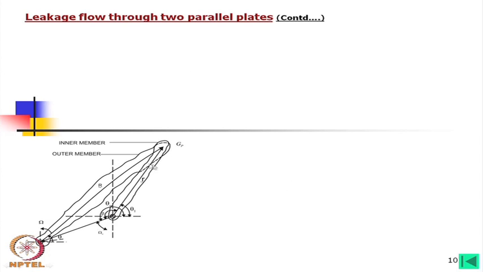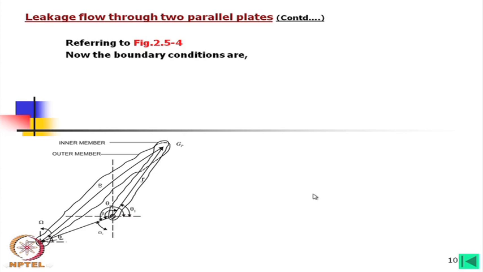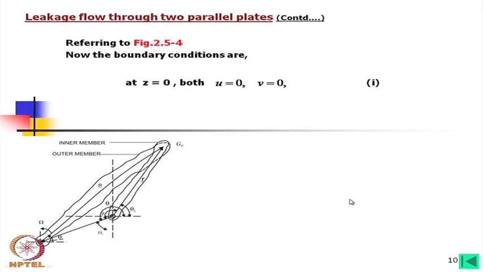Now, coming again to this motion of one plate over the other, what will be the boundary condition at z is equal to 0? We are considering the capillary passage, the capillary gap is in the z direction. Here, instead of y we have considered z. So, at the bottom, that means on the stationary plate, z is equal to 0, u is equal to 0 and v is equal to 0.